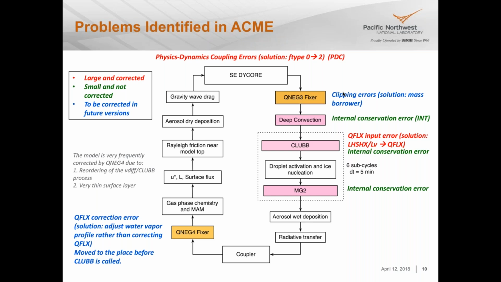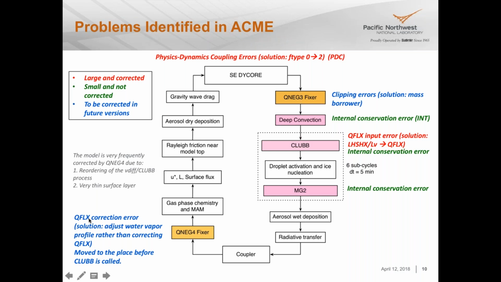So let's focus on the physics-dynamics coupling errors. On the top, the red color shows there is a physics-dynamics coupling method change, from a parameter change from 0 to 2. By making these changes, we can reduce the physics-dynamics coupling error to machine round-off levels.